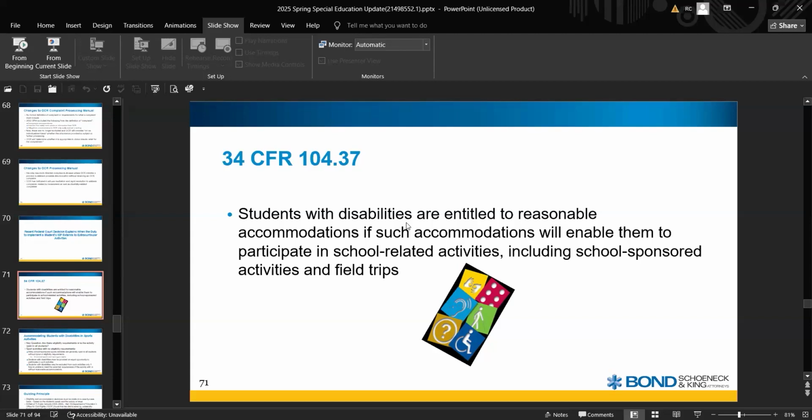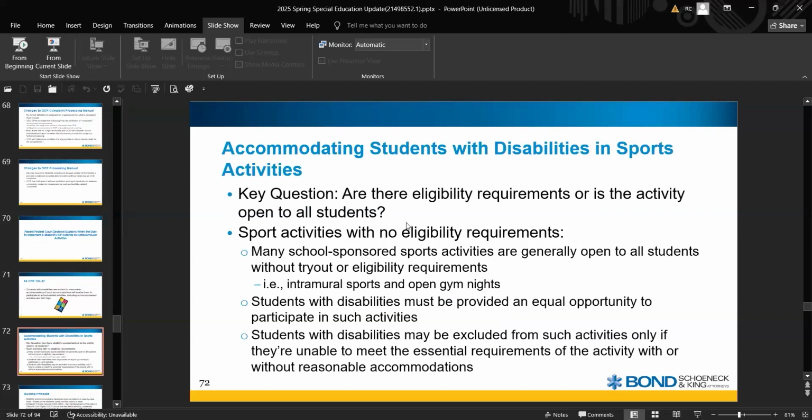So let's talk about sports. What's important about sports activities is there are different scenarios. In general, there are 2 general categories: competitive activities where you actually compete to make the team, to be eligible, similar to making the school play or getting the lead, versus activities that are open to everybody, like open gym. There are some concepts for open gym night on a Saturday night versus varsity hockey tryouts. Different rules apply, so we're going to talk about them. Many school-sponsored events are generally open to all students without tryout or eligibility requirements.